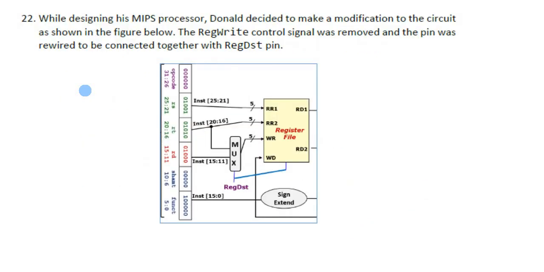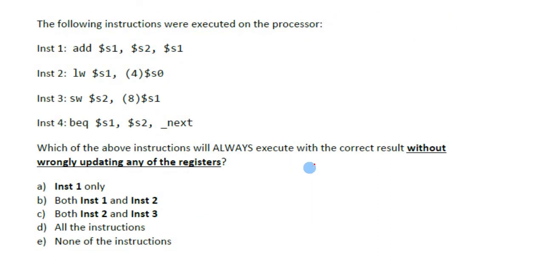Okay, question 22, we see another mistake. Rightfully, we have two control signals, register destination and register write. But in this case, register write is tied to register destination. And we are asked to examine which of these instructions will always execute without wrongly updating any of the registers. That is the key thing.